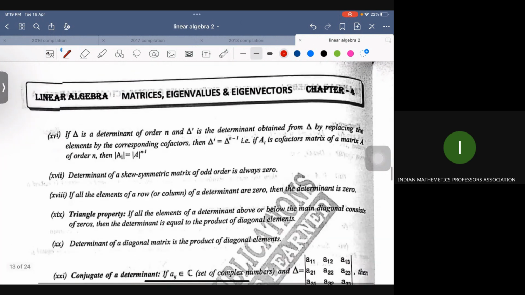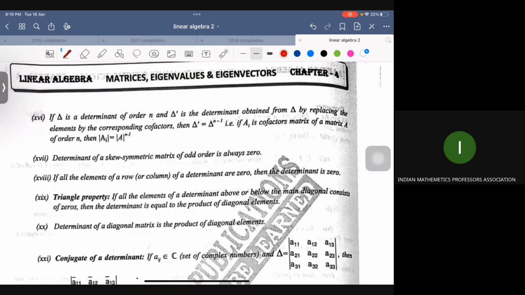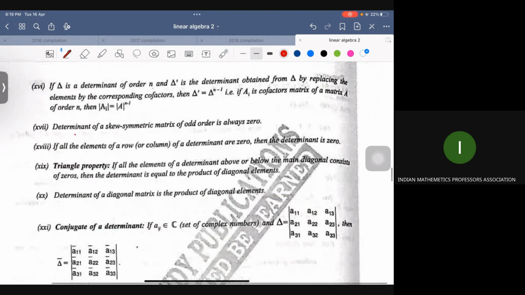Next, if delta is the determinant of order n, then delta transpose is the determinant obtained from delta by replacing the elements by the corresponding cofactors. The determinant of a skew symmetric matrix of odd order is always 0.